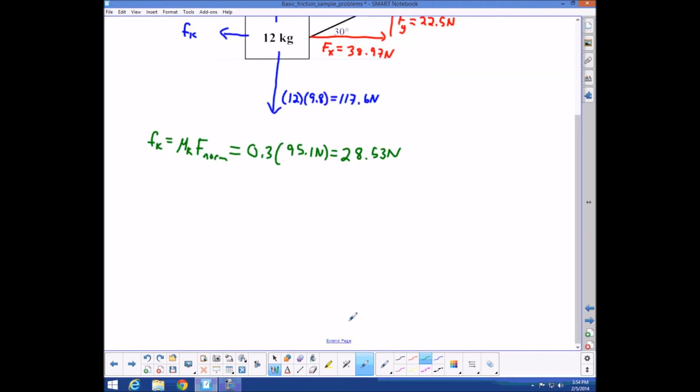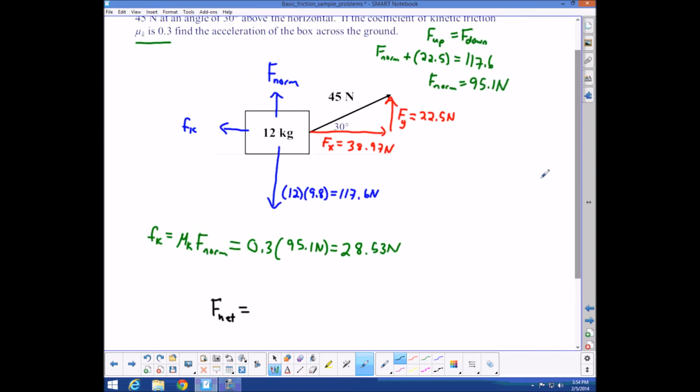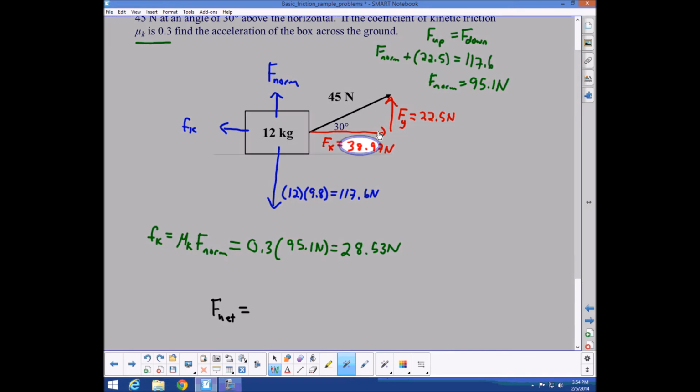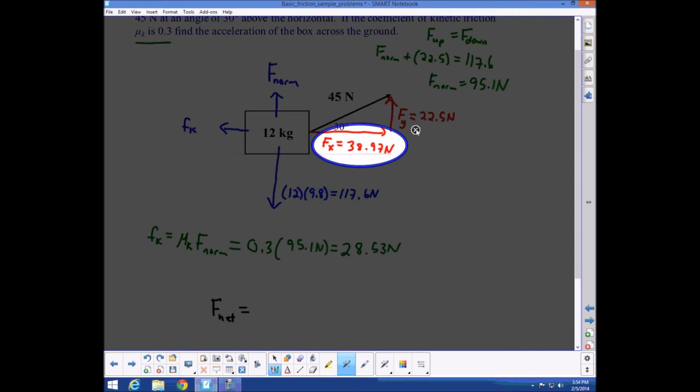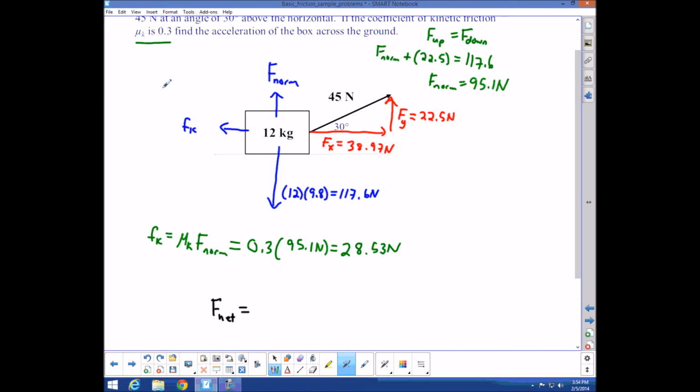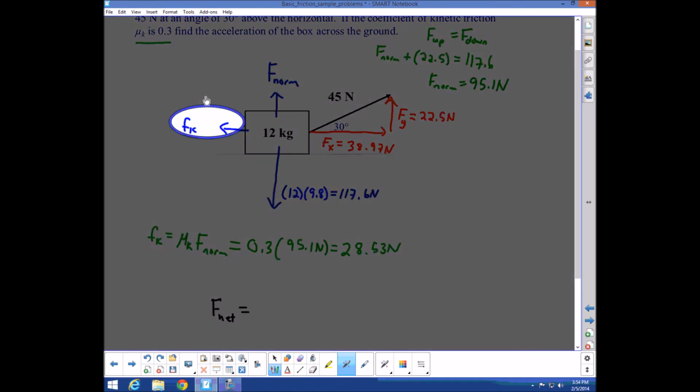Now we're ready to solve for the acceleration of the box. The net force is the individual forces added together. And so, looking at this, we have two forces that are acting horizontally. We have this applied force, the horizontal component of the applied force that's acting to the right, and we have this force of friction that's acting to the left.